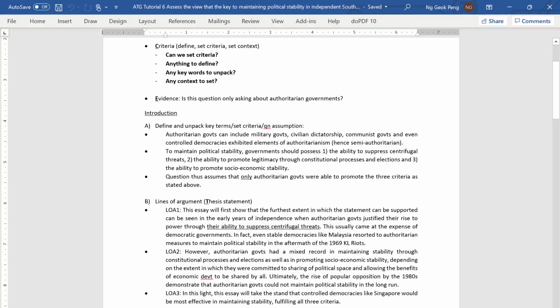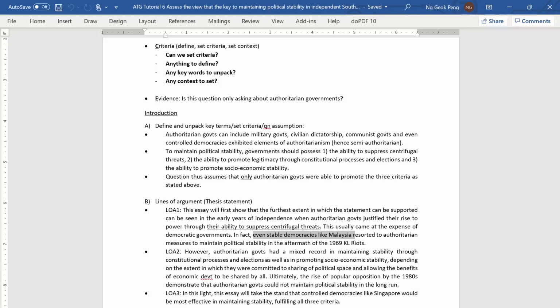As a result of the authoritarian government's ability to suppress centrifugal threats, this usually justified the rise of authoritarian governments at the expense of the early democratic governments. Then you have even Malaysia, which also resorted to authoritarian means to maintain political stability. Therefore, this suggests that the authoritarian approach was most effective in suppressing centrifugal threats, therefore maintaining political stability. So this is very straightforward.